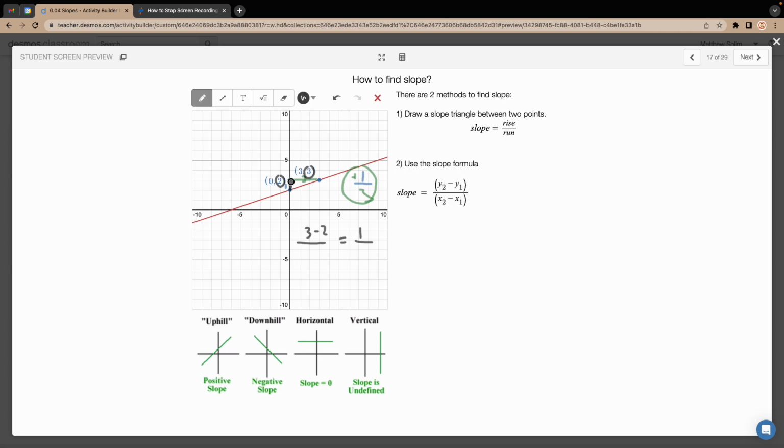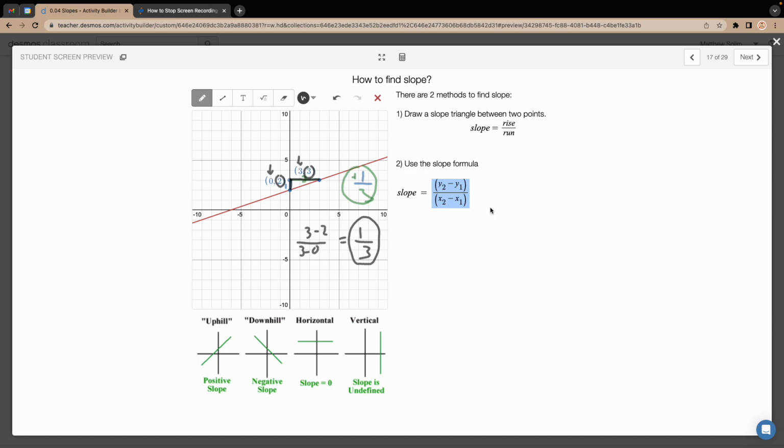And that was how far up we went for the slope triangle. So y2 minus y1 is just the top of the slope triangle, or the up and down. Then for the x's, we got x2 is 3 right here, and x1 is 0. So 3 minus 0 is 3. Now when we went right and left, it was 1, 2, 3. So that's why that number is 3. So we get the same thing.